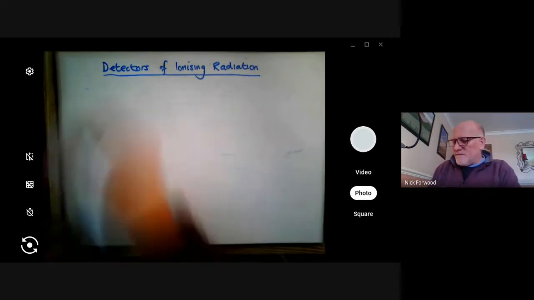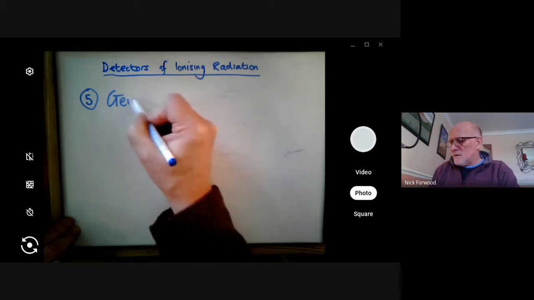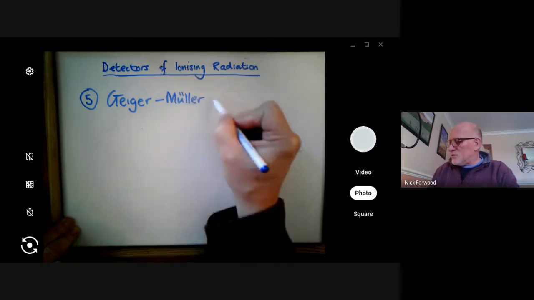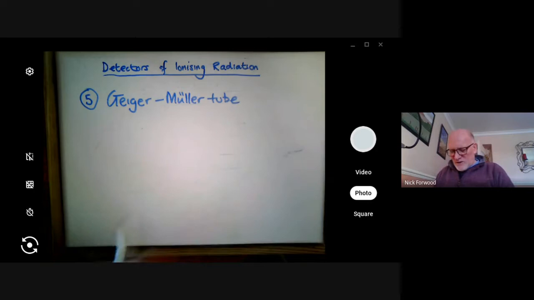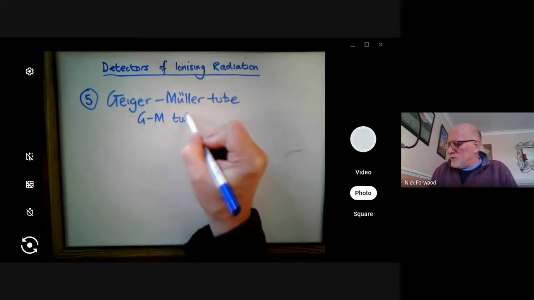And number 5 is the Geiger-Muller tube. Now, Geiger was a university student of Rutherford, and Geiger was using bits of photographic film and the cloud chamber, and he wanted something a little bit better than that. So he invented, along with Muller, something called the Geiger-Muller tube, sometimes abbreviated to GM tube.